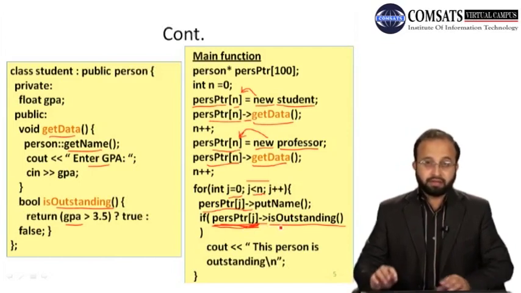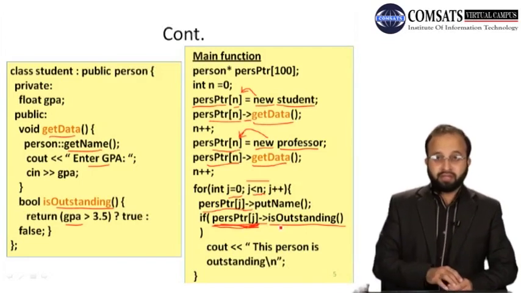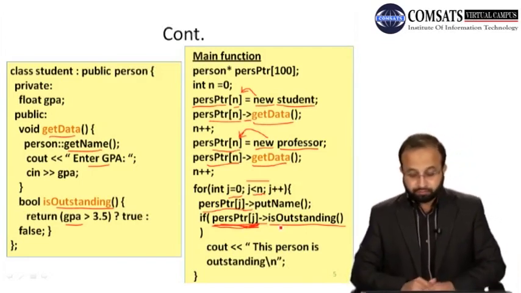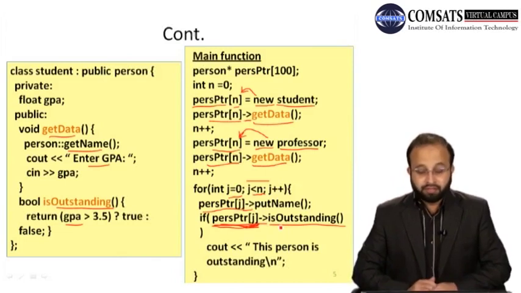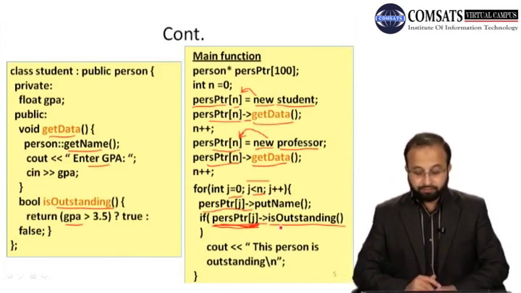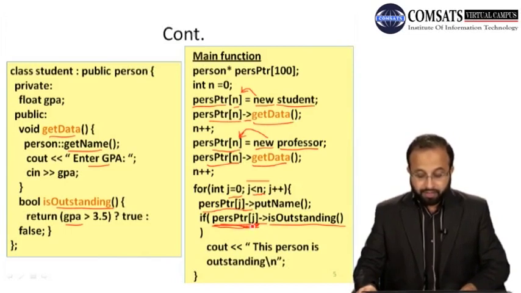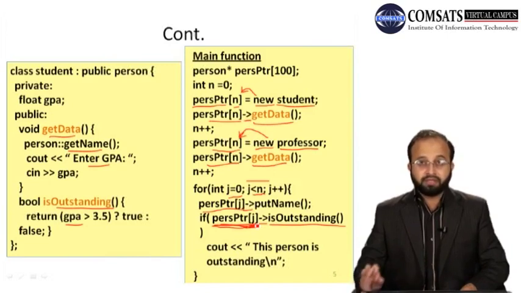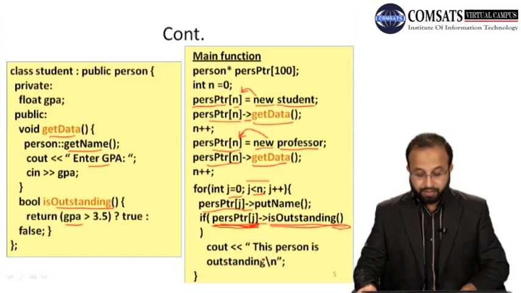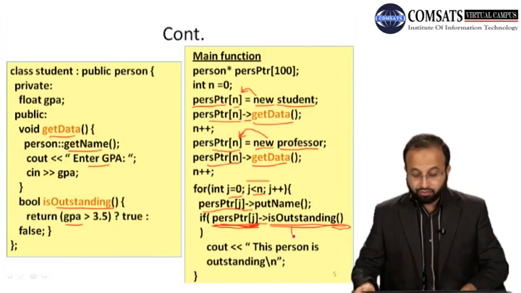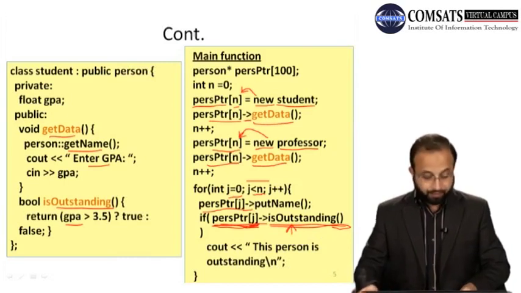So is outstanding जो function है that is virtual in the base class, so it will call the function of professor class. ठीक है. So professor class का function call करेगा because PRS PTR के 1th इंडेक्स पर जो एड्रेस पड़ा है वो एड्रेस प्रोफेसर क्लास की ऑब्जेक्ट का एड्रेस है. सो उसकी जो मेमोरी एलोकेट हुई है. So that's why it called the function is outstanding of the professor class, and then it displays the message this person is outstanding if that function returns true. अगर ये फंक्शन ट्रू रिटर्न करता है इज आउटस्टैंडिंग का तो वो मैसेज डिस्प्ले कर देगा, अदरवाइज नहीं करेगा.